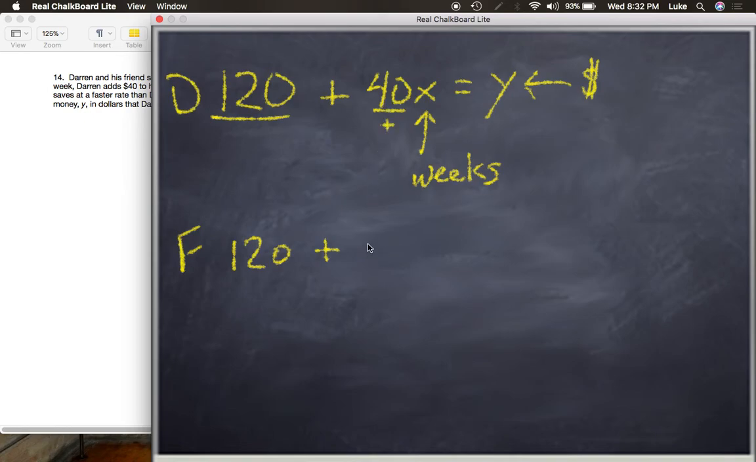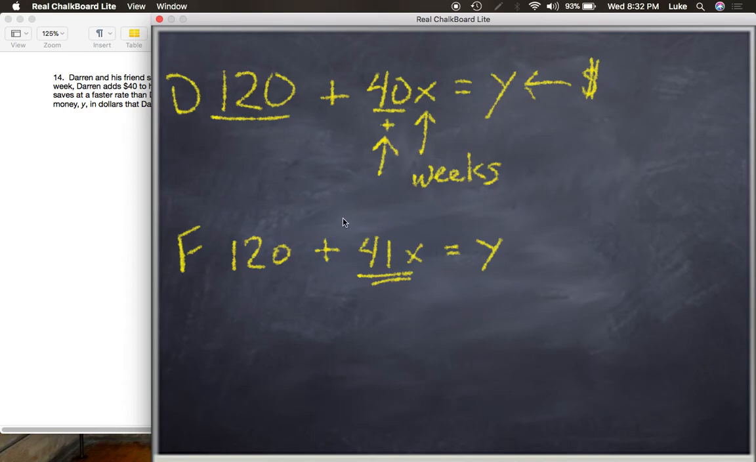So literally, you could say $41 times X weeks equals Y. You could even say 81 or $40.50. It doesn't matter. As long as you show that this is more than that. And that is literally the kind of answer they're looking for.